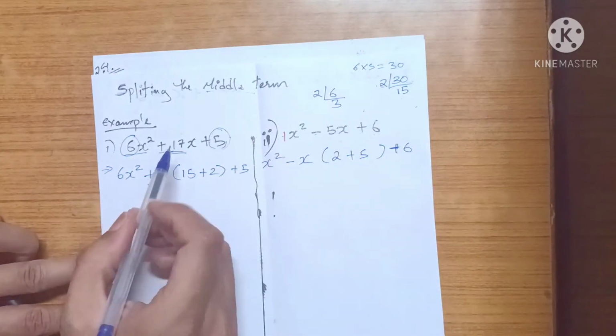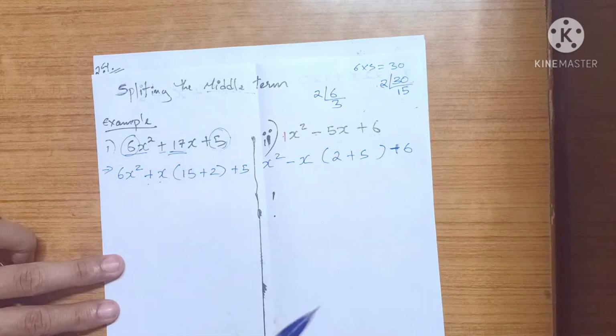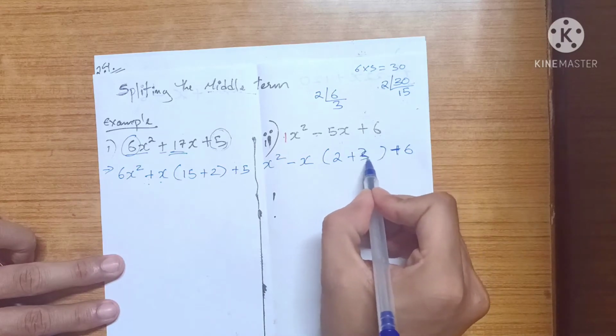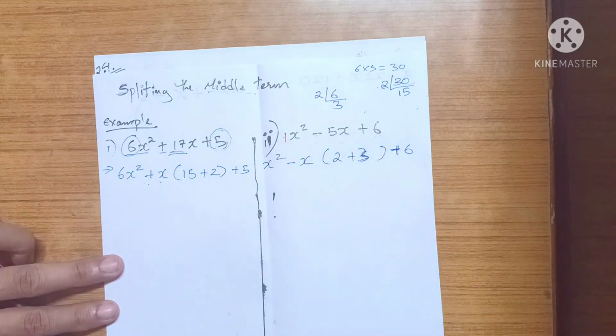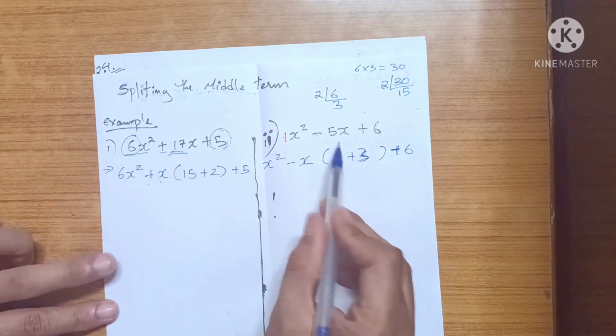So what we're doing is we're splitting the middle term, 17, into two parts, such that 15 plus 2 is 17 only. 2 plus, oh sorry, this is 3. 2 plus 3 is 5 only. Got it? We're splitting 17 into two terms. 15 plus 2 is 17. 2 plus 3 is 5.